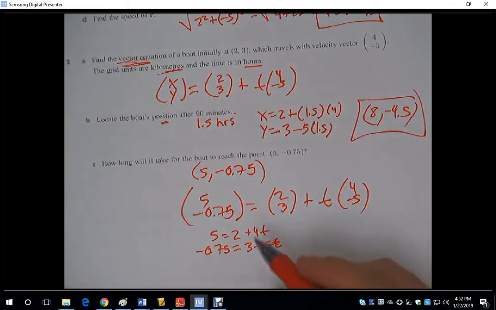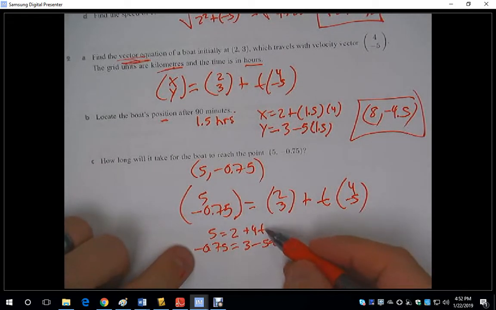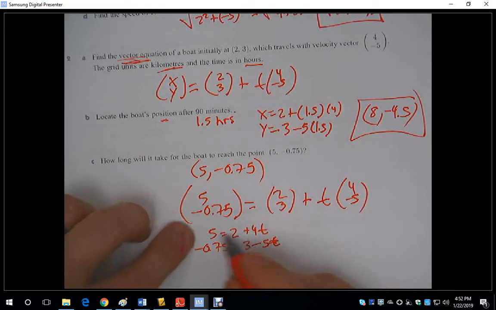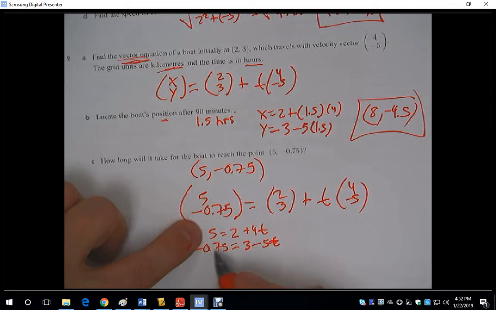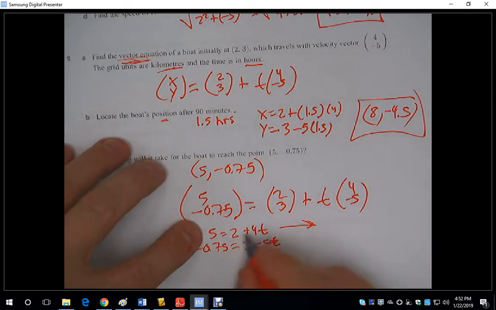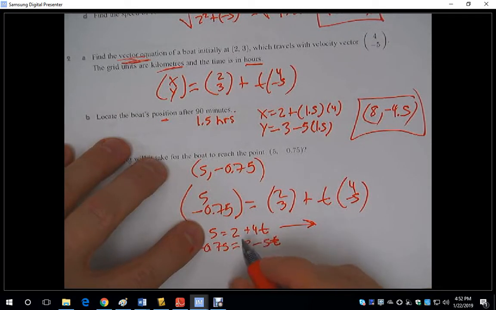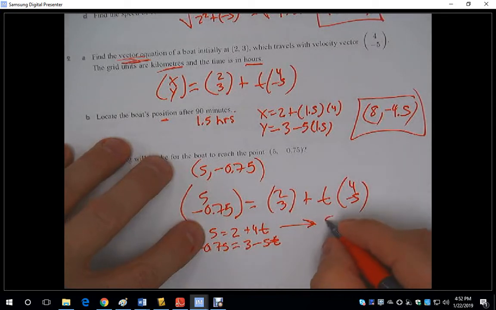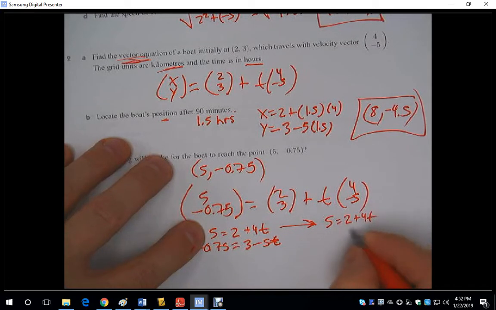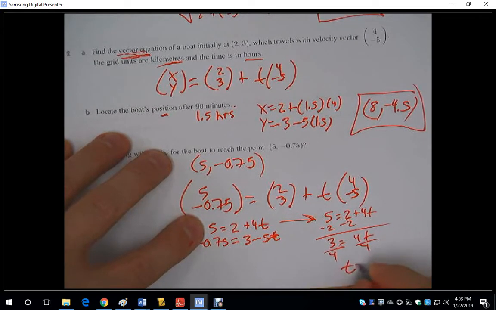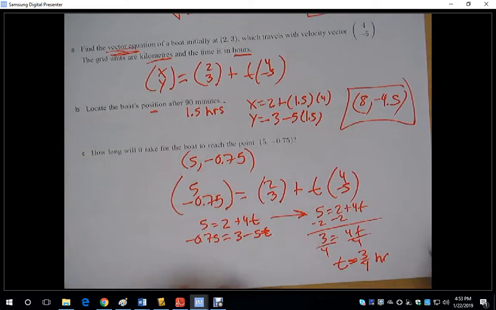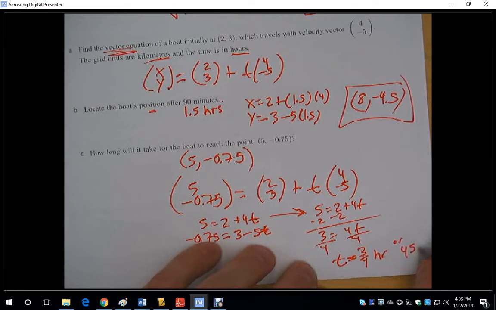Both of these will give me the same value for t, and because the first one doesn't have a decimal, I'm going to use the first one and solve for t just because it's easier. So I have 5 equals 2 plus 4t. Subtract 2 from both sides, that gives me 3 equals 4t. Divide by 4, that gives me t equals 3/4 of an hour, or 45 minutes.